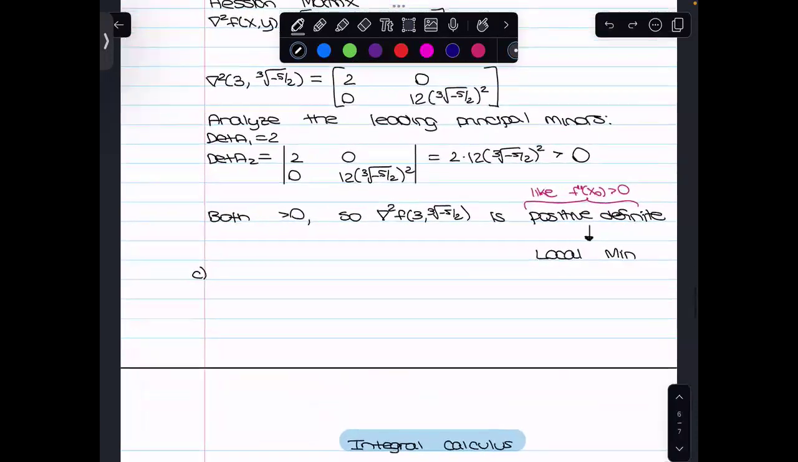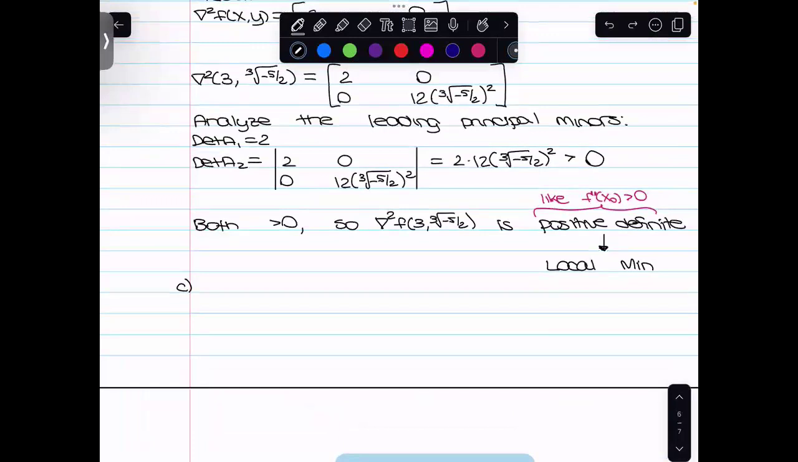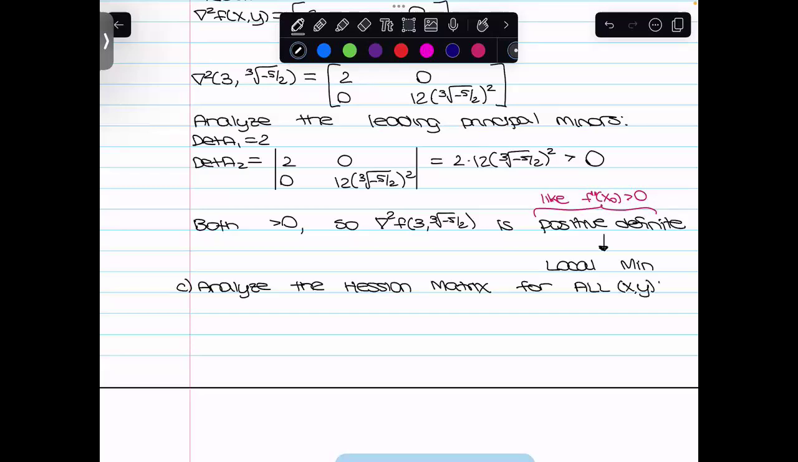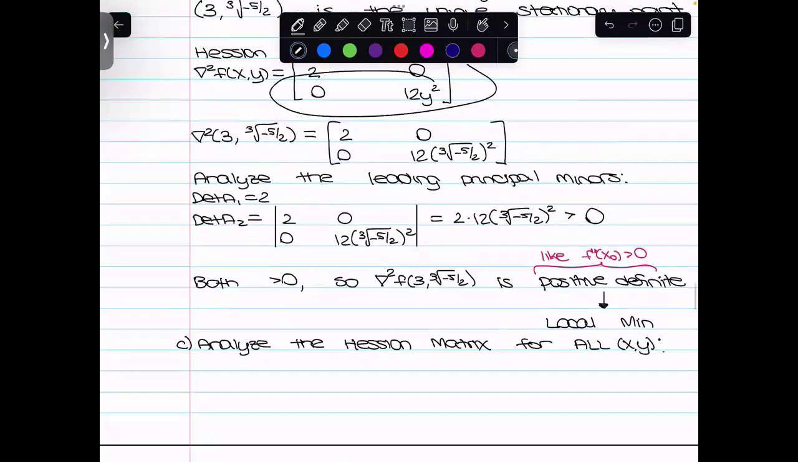So to try to determine that, we can look at the Hessian matrix in general. So basically, we're looking at the Hessian matrix for all x, y, which means I'm going back to this one. We're only doing it because they're asking us about the globals. Otherwise, you wouldn't bother if they had only asked about the locals.